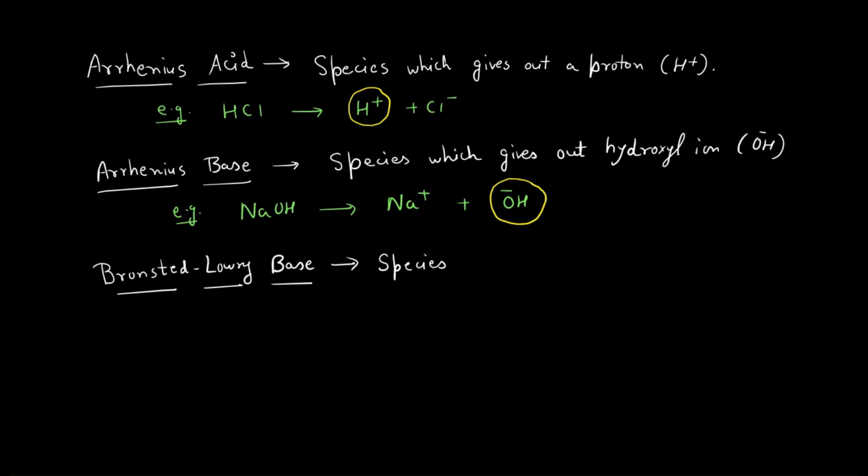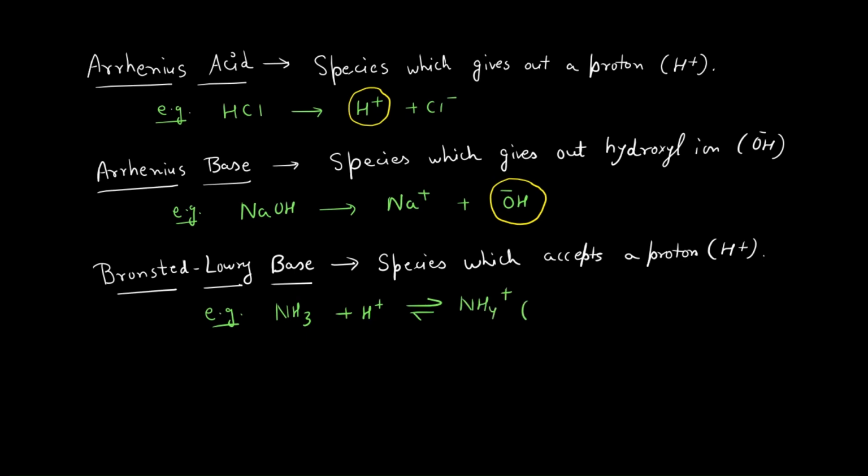So species which accepts a proton, meaning H plus ion, are termed as Bronsted-Lowry base. Example, ammonia, NH3. NH3 can accept a proton and form ammonium ion. This is called ammonium ion.